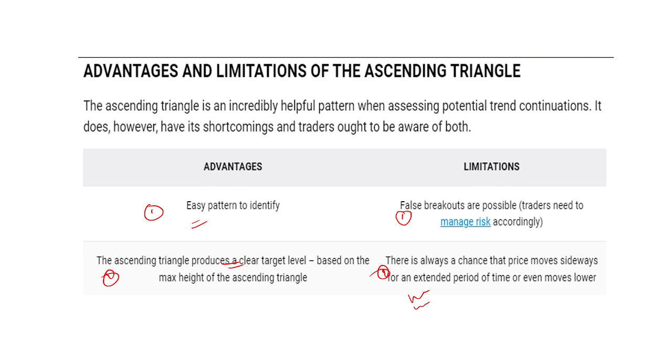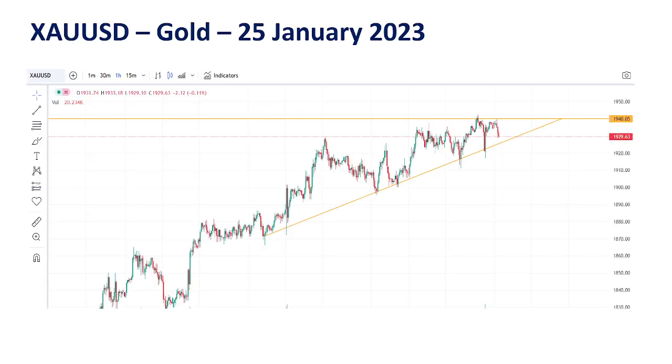These are the two advantages and limitations of the ascending triangle pattern. Now, this chart is very important, and from this chart we can make very good money on 25th of January 2023, that is today. If we look at the 15-minute chart of gold, we can see that gold continues to move in the upper trend line.